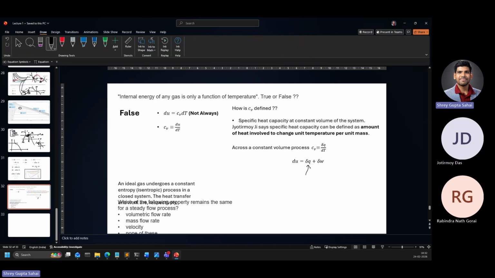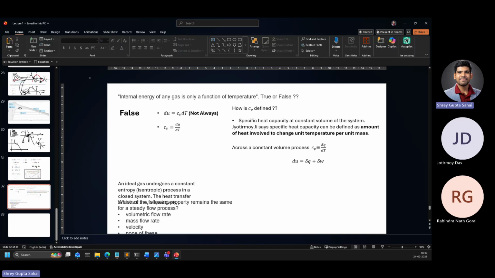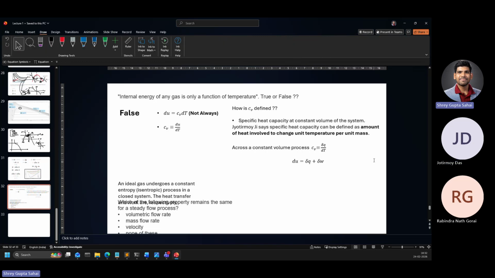So basically Q here is heat input to the system, and W is again work into the system. It's not work done by the system. So this plus and minus, this is how I generally write conservation of energy. So anyways, this del W will become PdV, where V is specific volume.